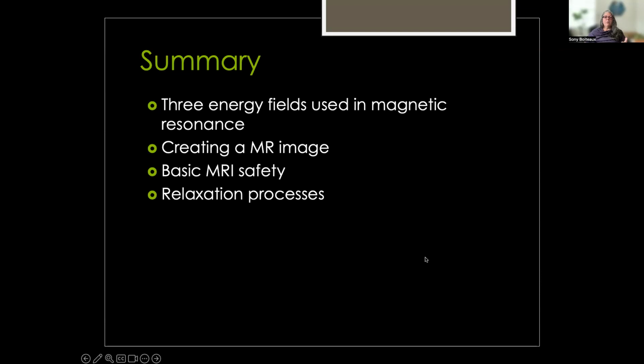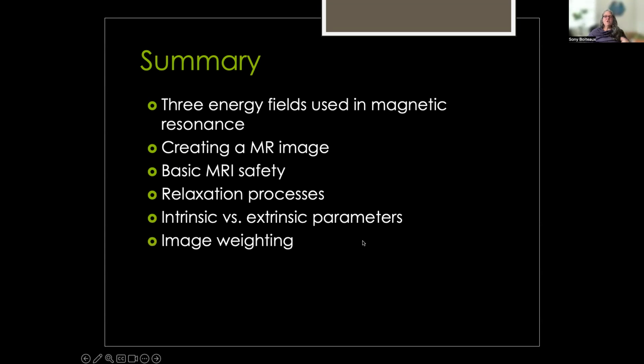Okay. And then our relaxation processes, there are two relaxation processes, the T1 and T2 relaxation. Those are a couple of examples of intrinsic parameters that are inherent to our patient's tissues. Every tissue is going to have a different T1 recovery time, a different T2 decay time, which we manipulate indirectly through our extrinsic parameters at our console to create images with different weightings where we've skewed them toward one type of contrast over another.